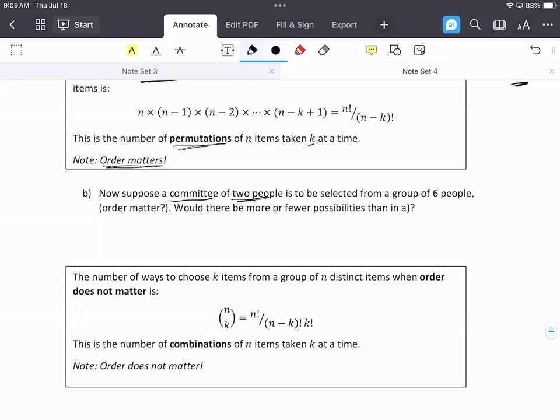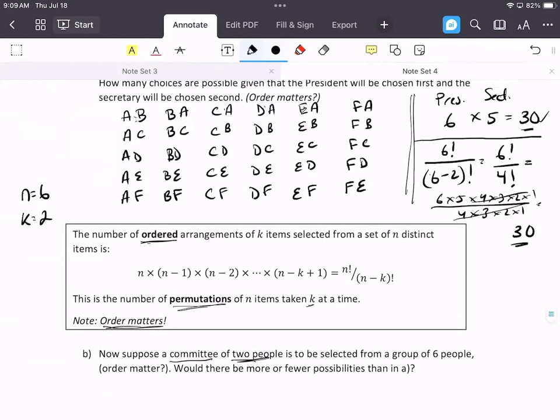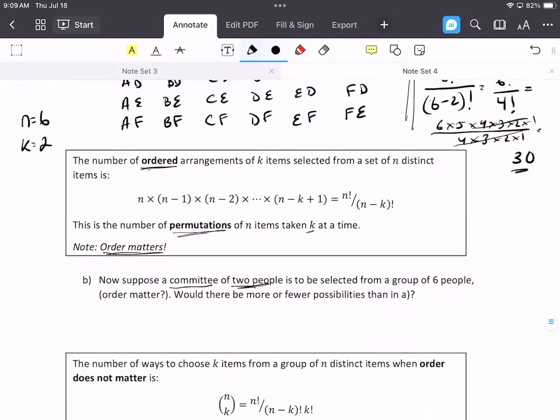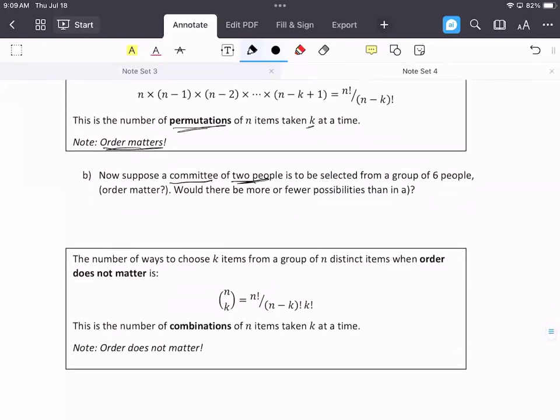If order doesn't matter, do we think there would be more or fewer possibilities than in part A? Well, let's think about it. If order doesn't matter, would AB be the same thing as BA? Yes, it would. So would we expect there to be more or fewer? Well, fewer. And why is that? Because in this case, AB is the same thing as BA.